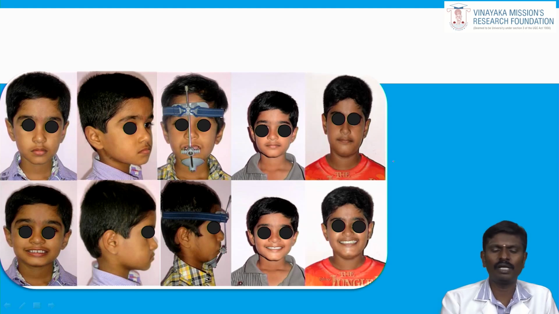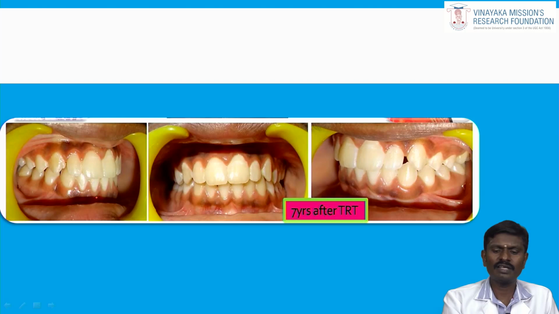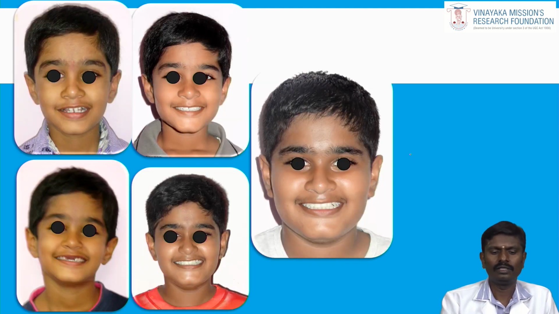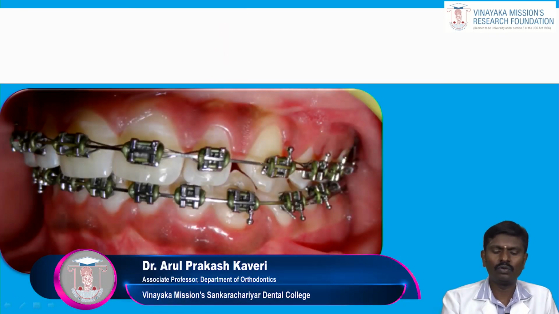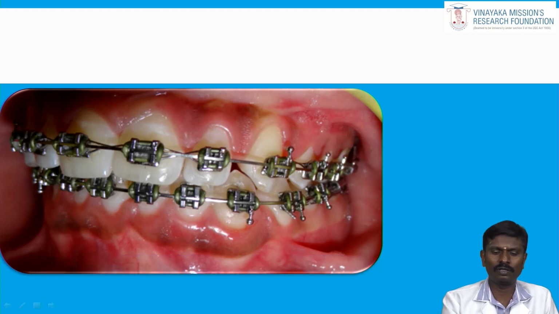So this is the timing of photographs we have taken at various times. The first photographs are the pre-treatment. This is appliance wearing during treatment, after the completion of the reversible headgear. So this is 7 years after the reversible headgear treatment. All the permanent dentition got erupted, and dentally you can see spacing is there in the maxillary anteriors. This is the extraoral smile photograph after the myofunctional therapy, and now the patient is under fixed appliance therapy for this space closure.